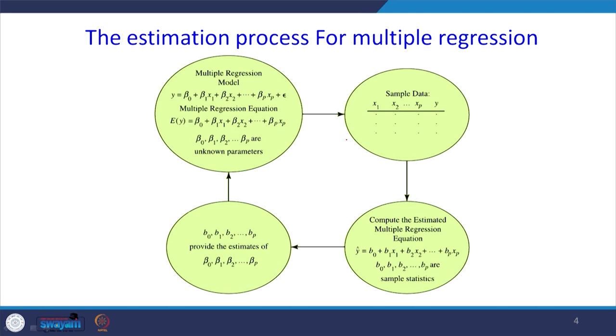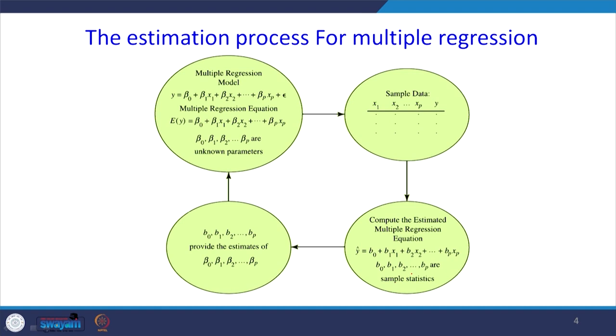What is the estimation process for multiple regression? There is a multiple regression model y equal to beta 0 plus beta 1 x1 plus beta 2 x2 up to beta p xp plus the error term. From this we get the multiple regression equation, where beta 0, beta 1, beta 2 are unknown parameters. To find these unknown parameters of the population, we collect sample data for x1, x2 up to xp, and sample data for y, the dependent variable. With the help of sample data, we construct a sample regression equation. We compute the estimated multiple regression equation, y hat equal to b0 plus b1 x1 plus b2 x2 and so on plus bp xp, where b0, b1, b2, bp are sample statistics.